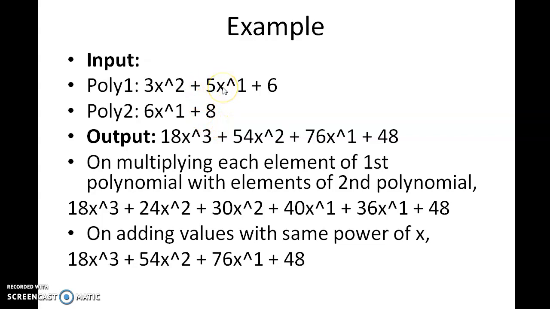Then afterwards, we multiply the 5x. 5 into 6, that is 30x square, plus 40x. Like that, we will be multiplying all the terms and we are going to add the similar terms, and you are getting 18x cube plus 54x square plus 76x plus 48. This is what we have got initially when multiplying these two. In this, these two terms have the same power, so we are adding those two and making that 54x square. And these two terms have the same power, so we are adding these coefficients, placing it as 76x plus 48.